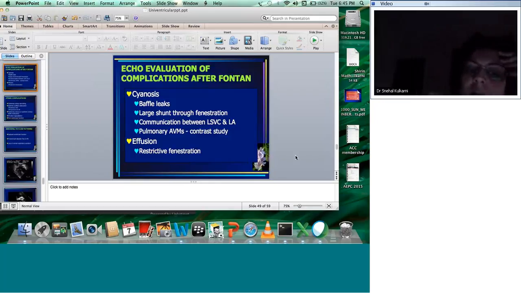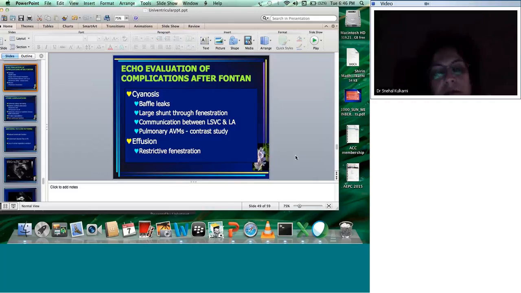So if you have a complication after Fontan and you have to evaluate on echocardiography, suppose the patient has cyanosis, look for a baffle leak or a fenestration, a large shunt through the fenestration. Sometimes by mistake, if you have not demonstrated bilateral SVC, they just do a right-sided Glenn and your left SVC remains and goes into the systemic circulation. In spite of completion Fontan, you may still see some amount of pulmonary AVMs which may develop, and you may have to do a contrast study for that.